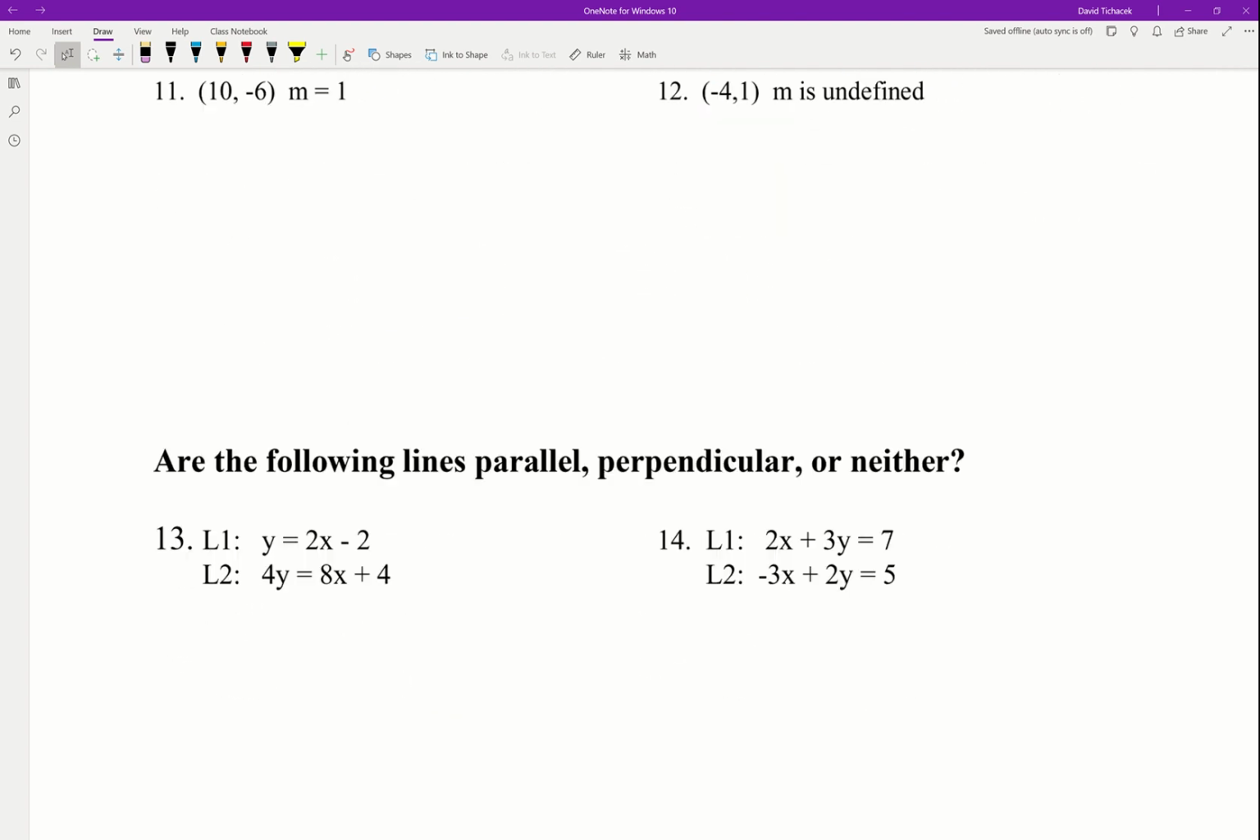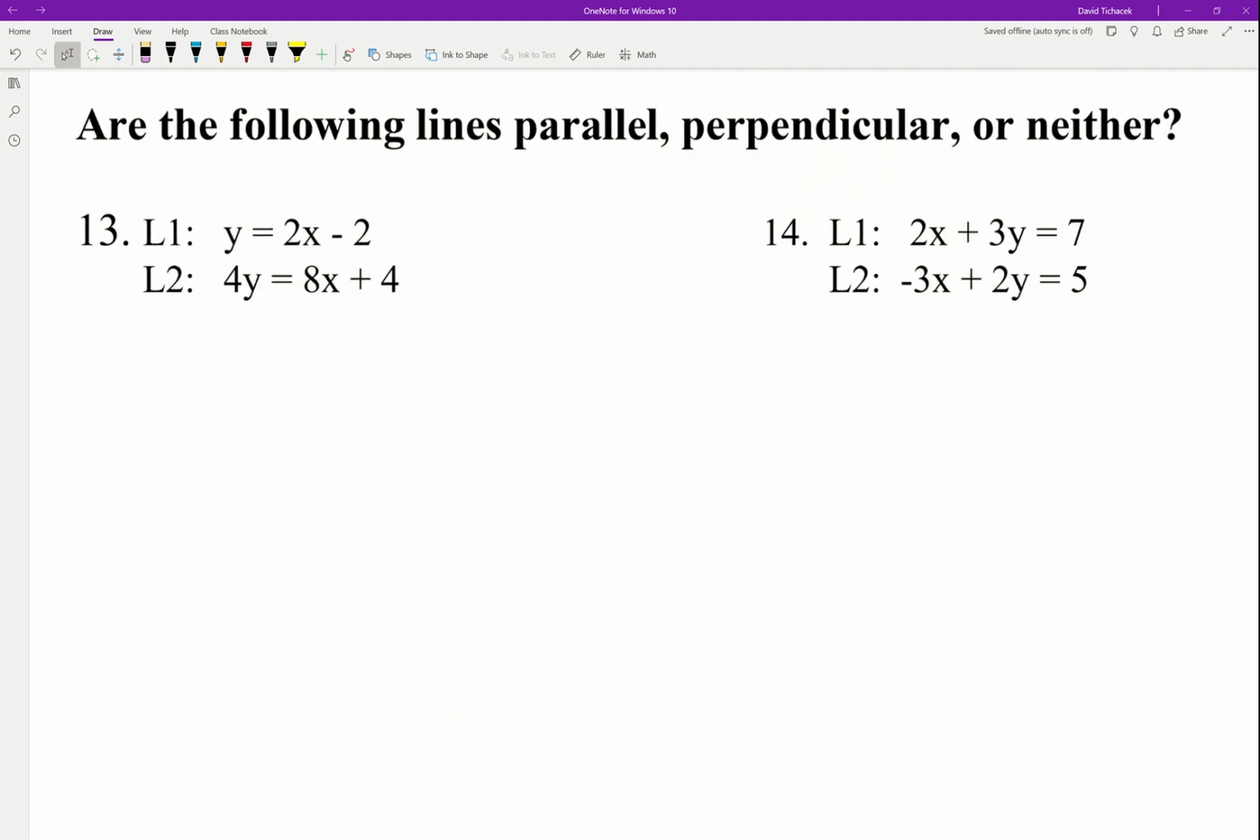I'm going to go ahead and skip down here to these examples. Are the following lines parallel, perpendicular, or neither? Remember that in order to figure this out, we need to look at their slopes. If they have the same slope, they're going to be parallel. If they're opposite reciprocal slopes of each other, they're going to be perpendicular.